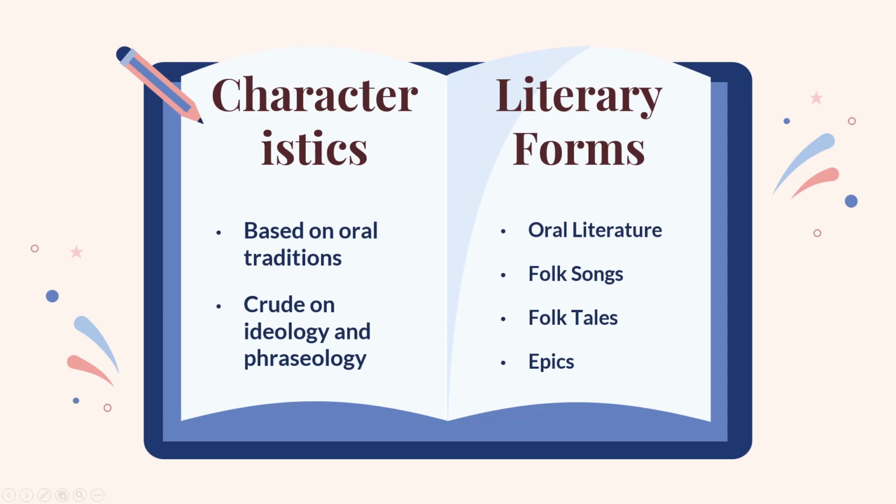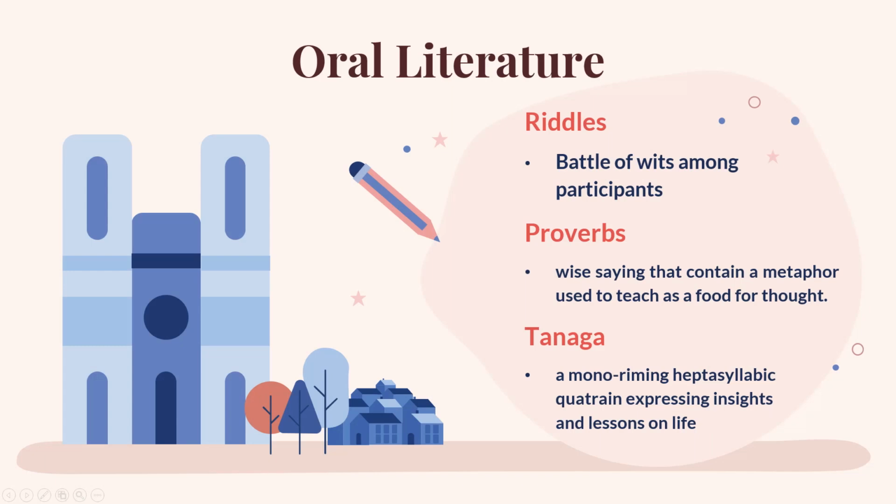The characteristics of literature in this era are: it is based on oral traditions, and it is crude in ideology and phraseology. The literary forms under the Pre-Colonial Period are oral literature, folk songs, folk tales, and epics. In oral literature, we have riddles, proverbs, and tanaga. Riddles are the battle of wits among participants.